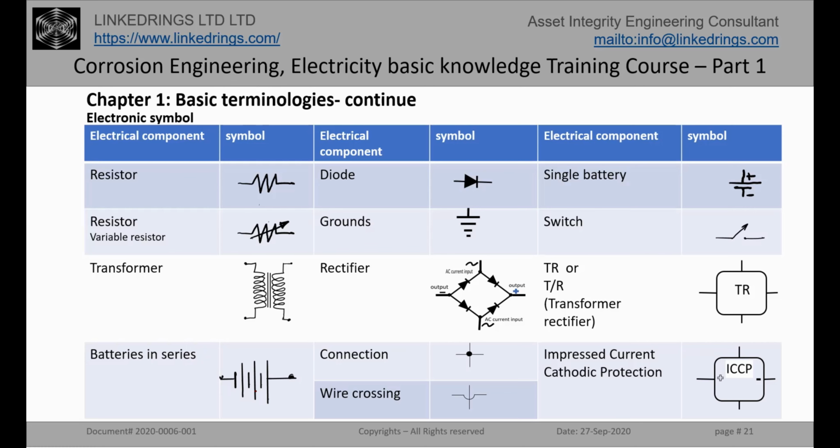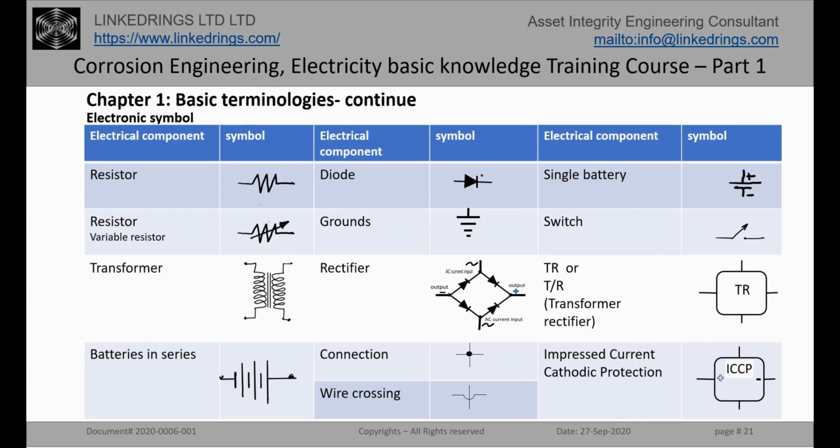Batteries in series will have this shape. A single battery will be just like that. A diode will be in this shape. A diode will allow electricity to go in one direction and does not allow it to go from the other side. So from the left, the current can pass from the left to the right, but it cannot pass from the other side because of this one. This one means blocking. This is the ground connection symbol.